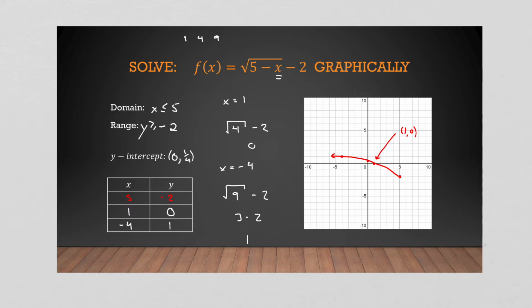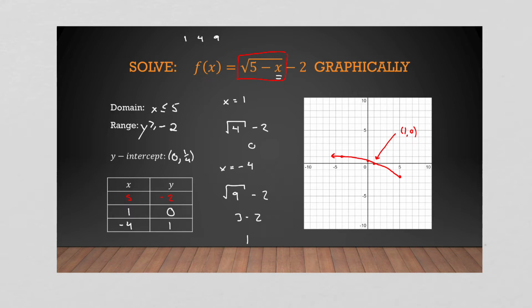Now, we don't need to test the point here because we solved by plugging it right in anyways, so we know it's going to work in our equation. So that's the graph of that function, and the solution is staring you right in the face. We found that it crosses at 1 comma 0.